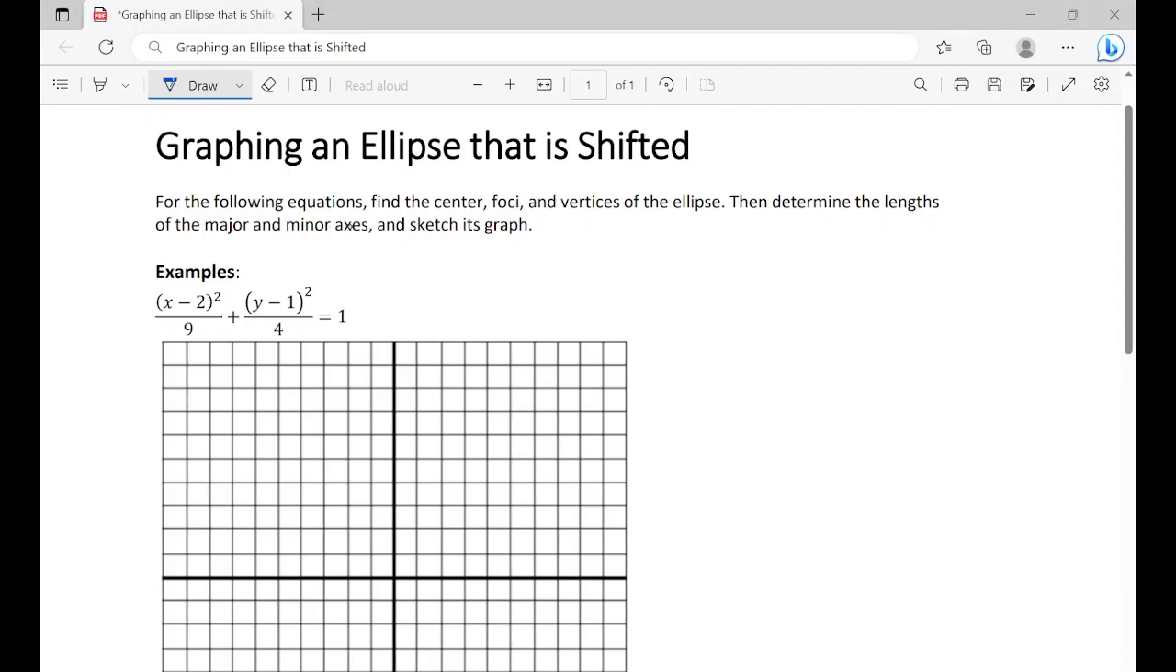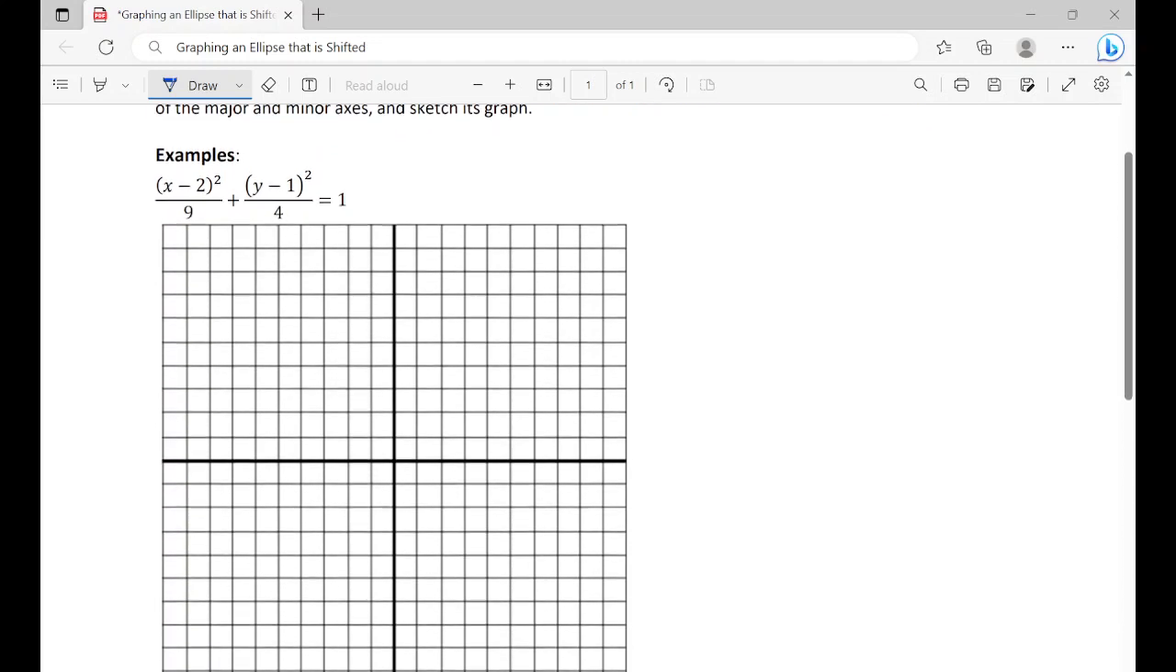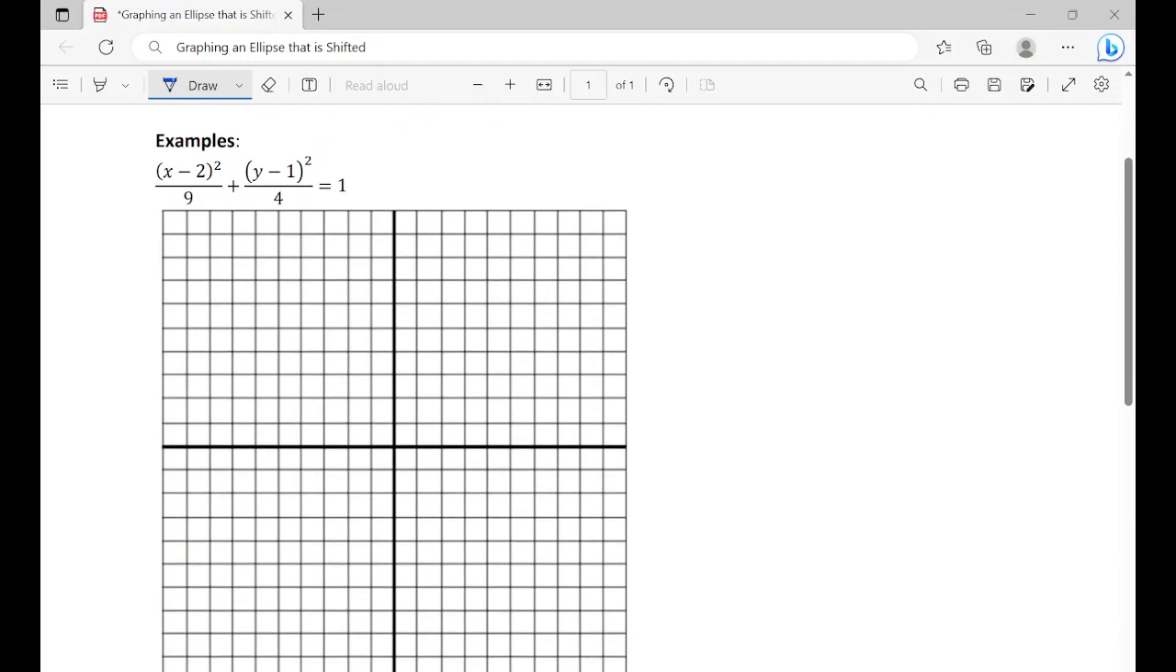For the following equations, find the center, foci, and vertices of the ellipse. Then determine the length of the major and minor axes and sketch the graph. So here we have the equation for our shifted graph. (x minus 2) all squared over 9 plus (y minus 1) all squared over 4 equals 1.